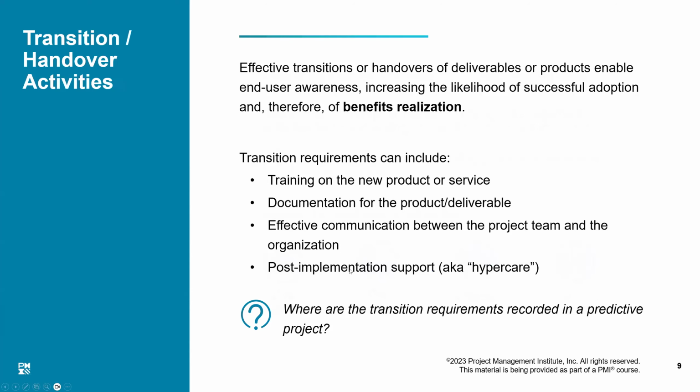Transition handover activities. Transition requirements can include training on the product or service you are providing, documentation, effective communication between the team and the organization, and post-implementation support, like the maintenance service, or maybe hypercare, or whatever you want to call it. So the question is, where are the transition requirements recorded in a predictive project?